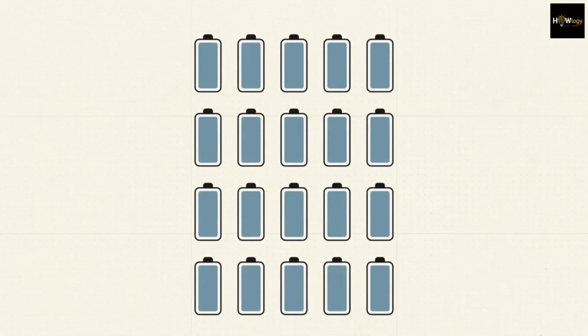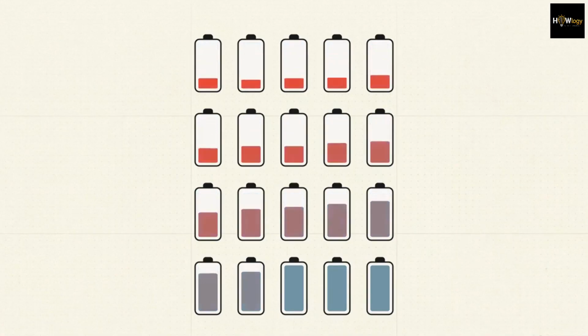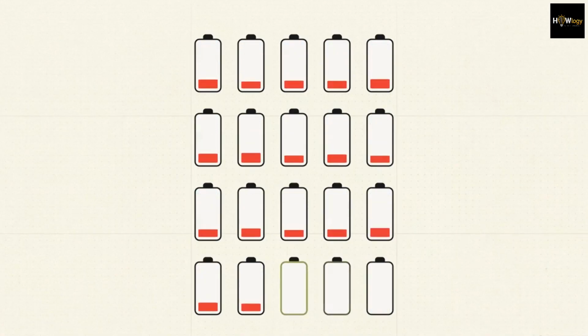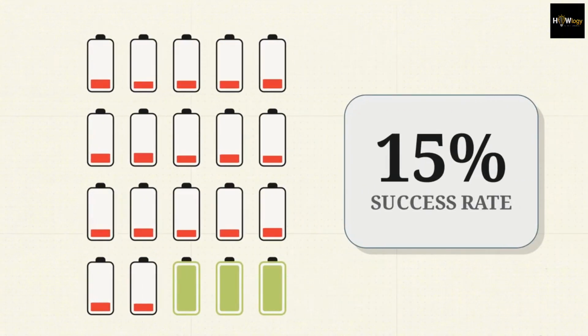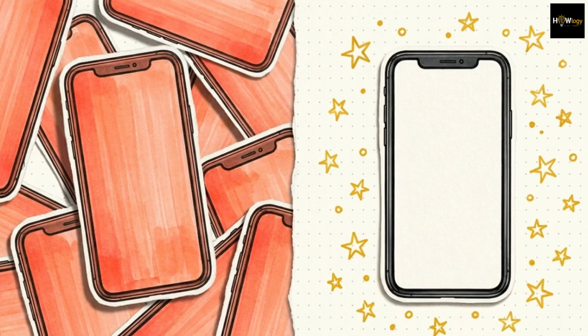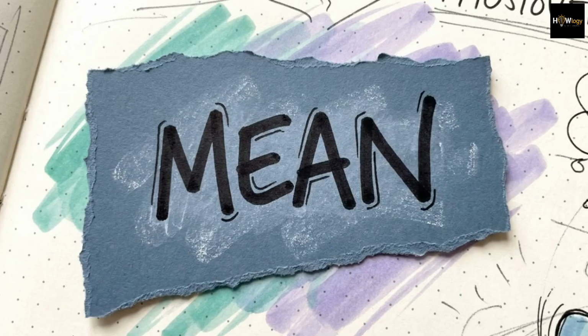Look at the raw results. 17 of them fall short. Exactly 3 actually reach that 50-hour mark. That's a success rate of only 15%. If 85% of the actual products fail to meet the standard, how is the company legally allowed to claim a 50-hour average? The secret is in the arithmetic mean.